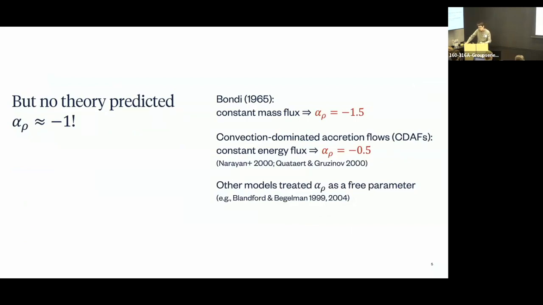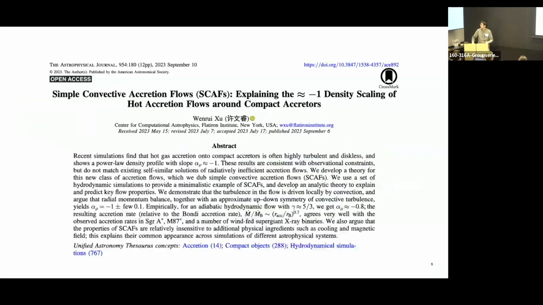So if we look at the original Bondi accretion or Bondi-Hoyle accretion, basically there the assumption is you have constant mass flux in order to conserve mass, and you end up with a slope of -1.5. Then if you look at solutions like ADAF, the requirement of constant energy flux gives you a slope of -0.5. There are also other models that just treated the slope as a free parameter, but really nothing has predicted -1 before. And this basically led to this work I published earlier this year, trying to have a new theory for this type of -1 slope. Following the tradition of 4-letter acronyms, this is called simple convective accretion flows, or SCAFs.